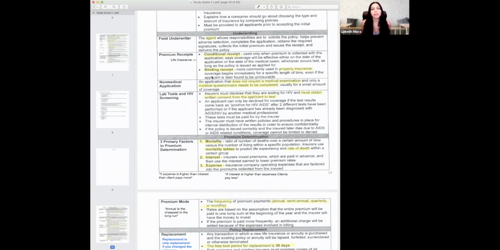Where you see these types of policies usually are with small amount of coverage. So if someone's getting a very low amount of coverage, most likely the company will not say you have to take a medical exam, but they will say you still have to fill out the questionnaire.